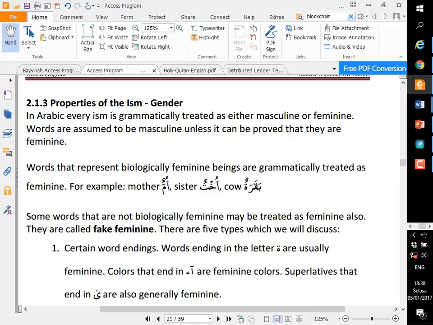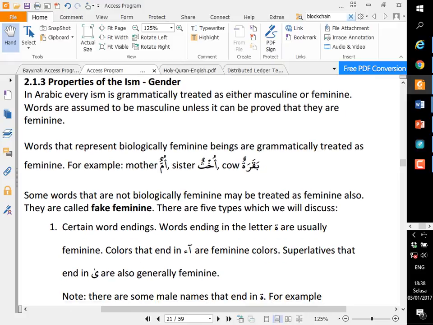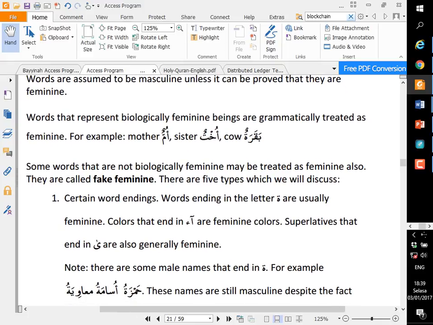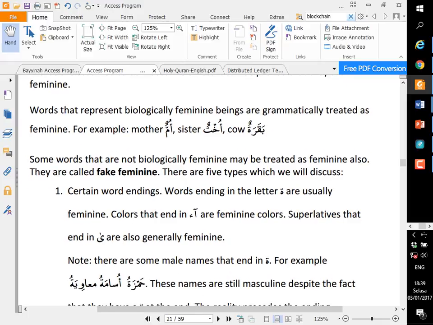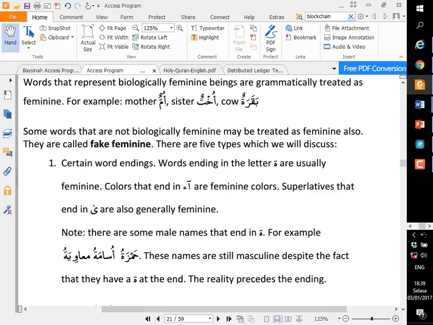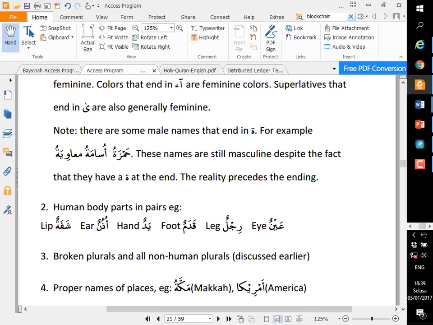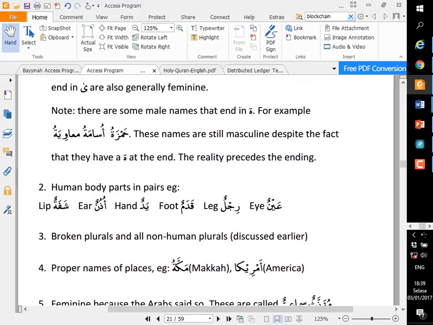But there's also what we call in this text fake feminine. Every word that has certain endings, like with tamarbuta, is usually feminine, and the words that end with alif hamzah are feminine. The ones with alif maksuro are also generally feminine, but you don't need to memorize this, because there are some male names with tamarbuta, like Usama and Hamzah.